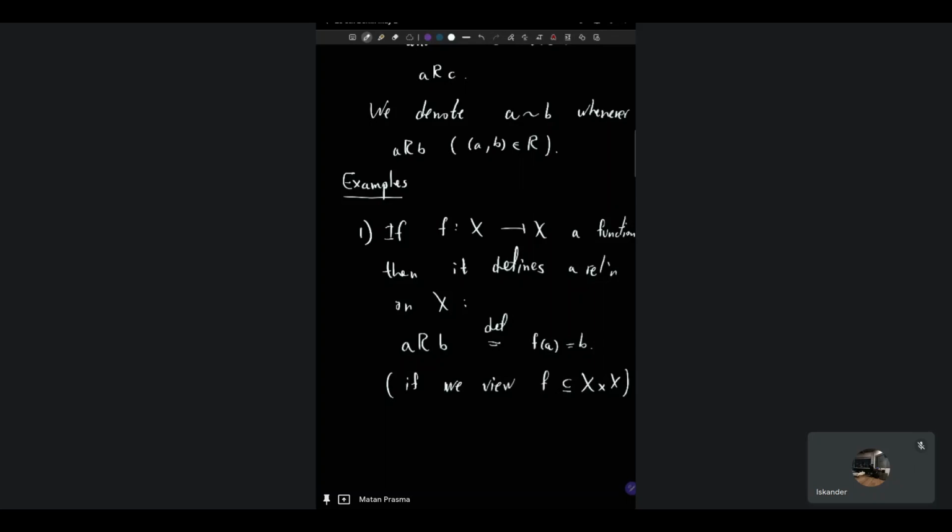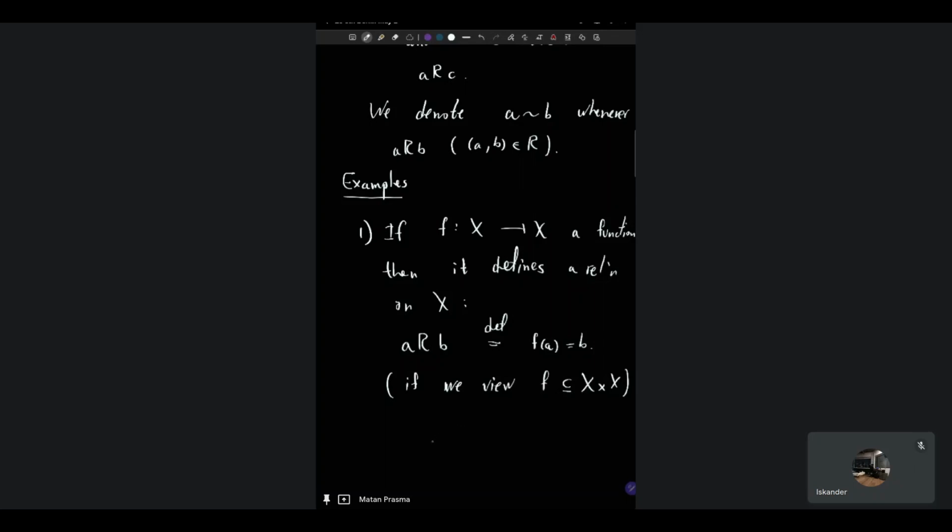Can you think of what can go wrong? What can be a problem for a function to define an equivalence relation? I guess bijectivity has to be there, because you need to be able to have reflexivity. Yeah, but even if you have bijectivity of the function, you don't necessarily get an equivalence relation.